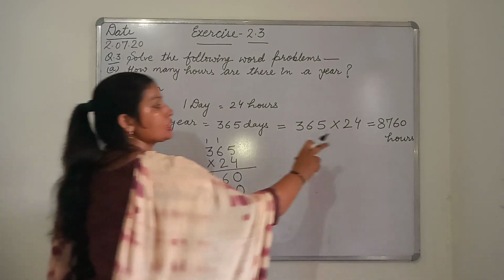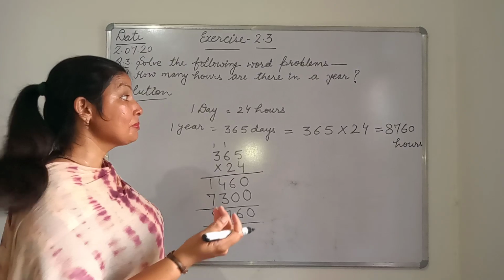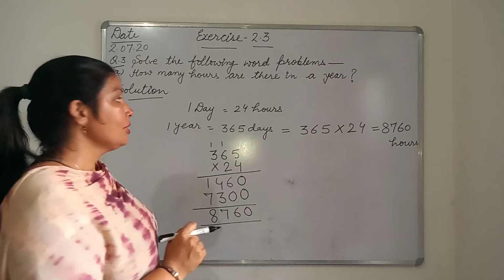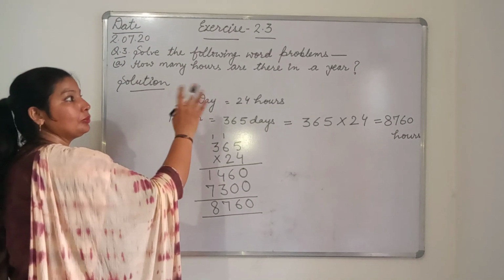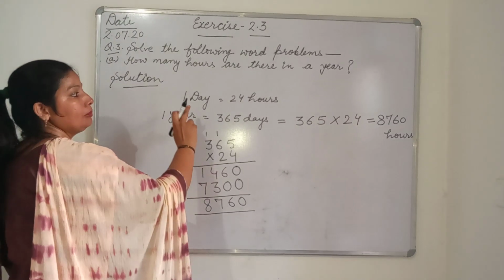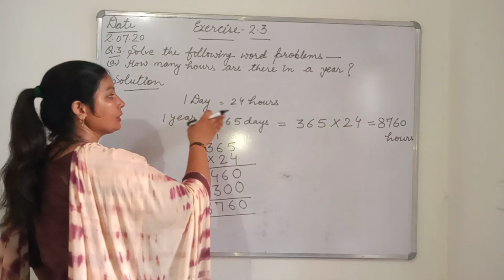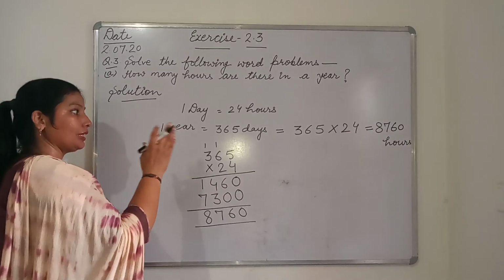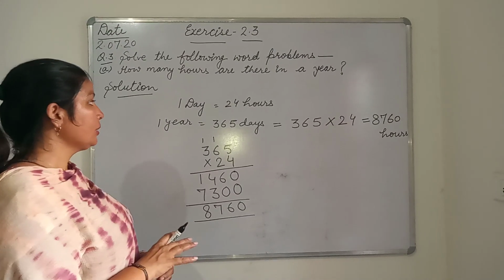In 1 year there are 8,760 hours. So you have these many hours in a year. Like this you have to solve, because directly we don't know the relationship of hours and year. That's why we first make the relationship of day, hours and year. Firstly we write 1 day equals 24 hours, and after that we have to find year into hours.